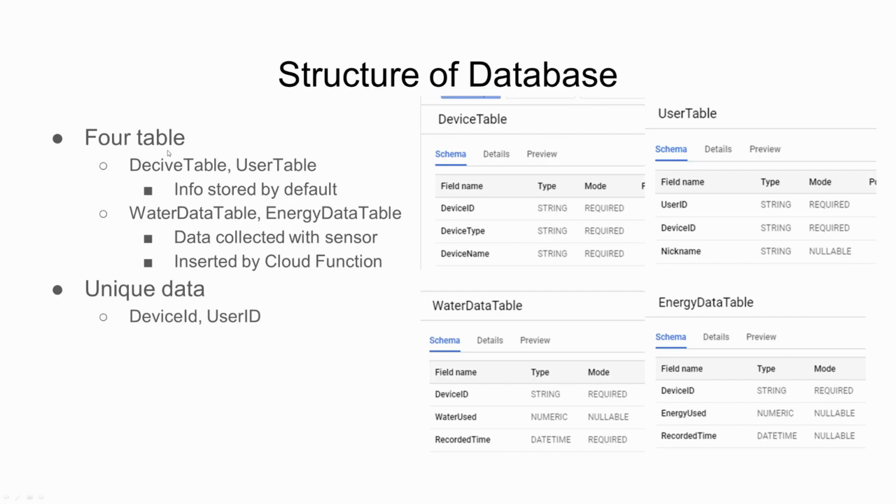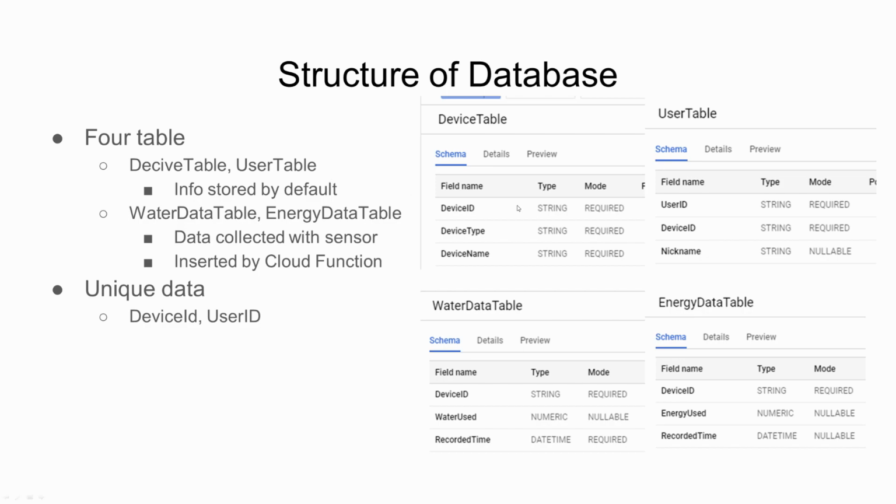And here is the structure of my database. There will be 4 tables in my database. First will be the device table, and second will be the user table. For these 2 tables, the data will be stored by default, but not by the sensor or the function we just talked about.